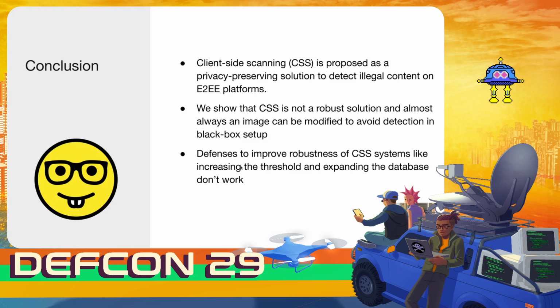So to conclude, what we saw today is basically three main points. Firstly, client-side scanning is proposed as a privacy-preserving solution to detect illegal content on end-to-end encryption platforms. This system is not a robust solution, and almost always an image can be modified to avoid detection even in a black box setup, which is the proposed way it will be deployed. And finally, the defenses to improve the robustness of such CSS systems, like increasing the threshold or expanding the database, don't work against this particular attack.